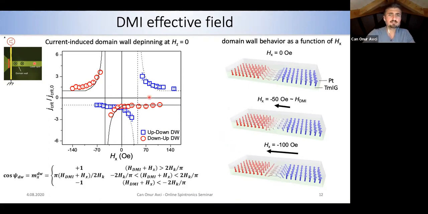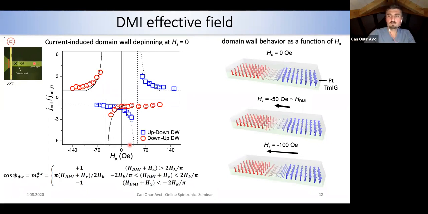So I can also fit these data and I can quantify not only the DMI, but also the domain wall anisotropy, and it gives me very reasonable values. DMI is indeed small with respect to platinum cobalt, but it's still enough to make the domain wall fully Néel type. That is what's important.